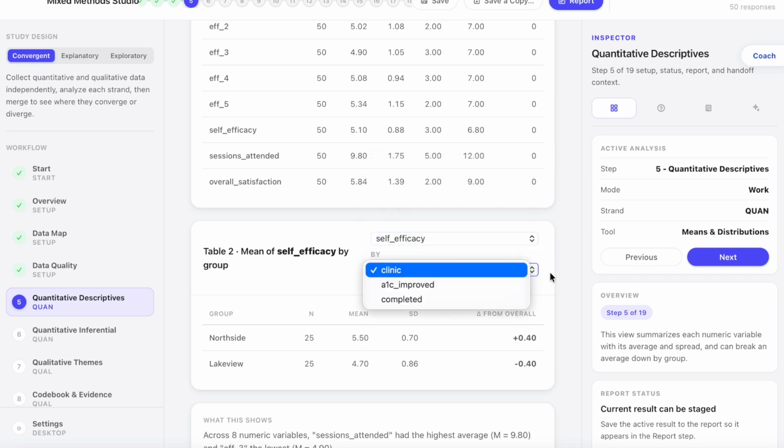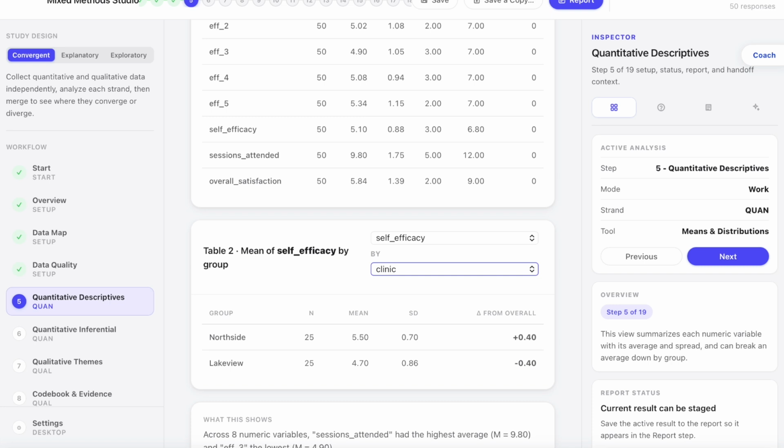On self-efficacy, that confidence in managing scale, Northside sits at about 5.5 out of 7. Lakeview sits at about 4.7. Northside patients also attended more sessions on average, so the numbers lean toward Northside on confidence and engagement. Hold that thought though, because a gap in a table is not yet a finding. It could still be luck.